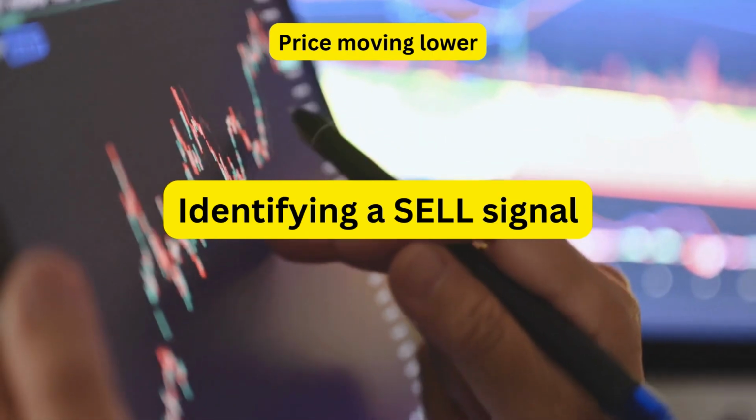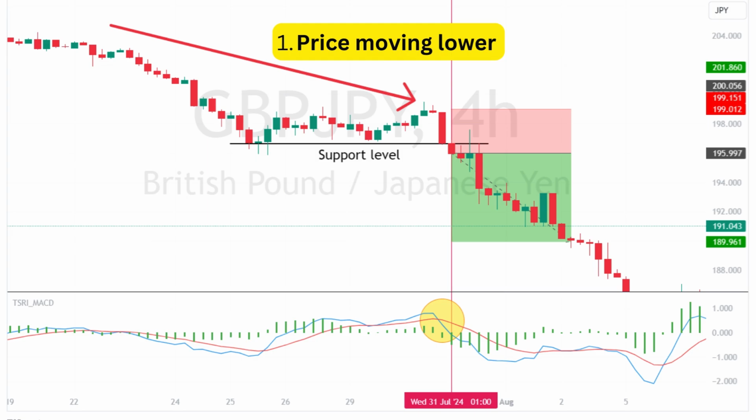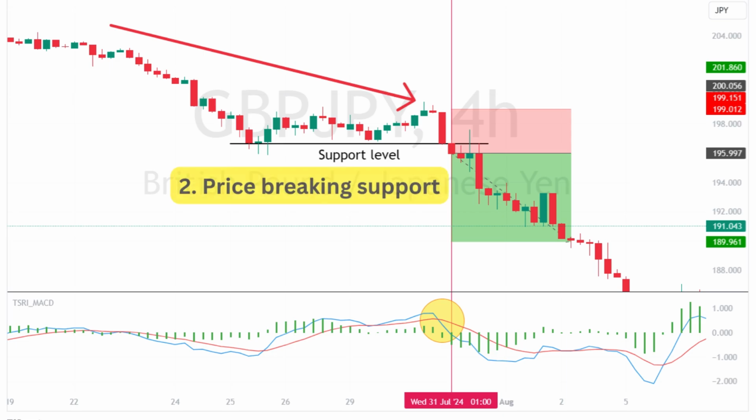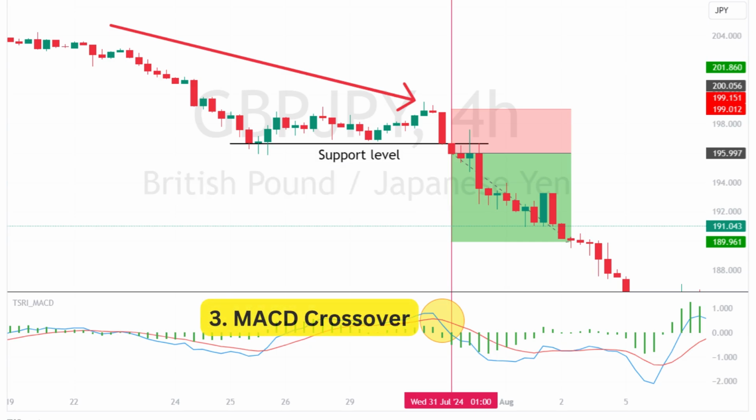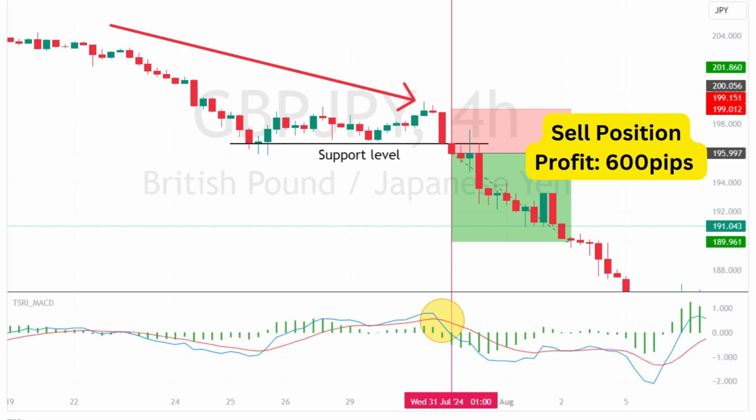On the other hand, when we look to find a sell signal, again, the first step is that you want to look at how price was previously moving. Was it moving lower? Then you want to identify the key levels that price was reacting to, the support or the resistance levels. The next step is that you want to use the MACD to indicate the start of the downward momentum by waiting for the MACD line to cross below the signal line. If all the rules again are met, you take a sell position.